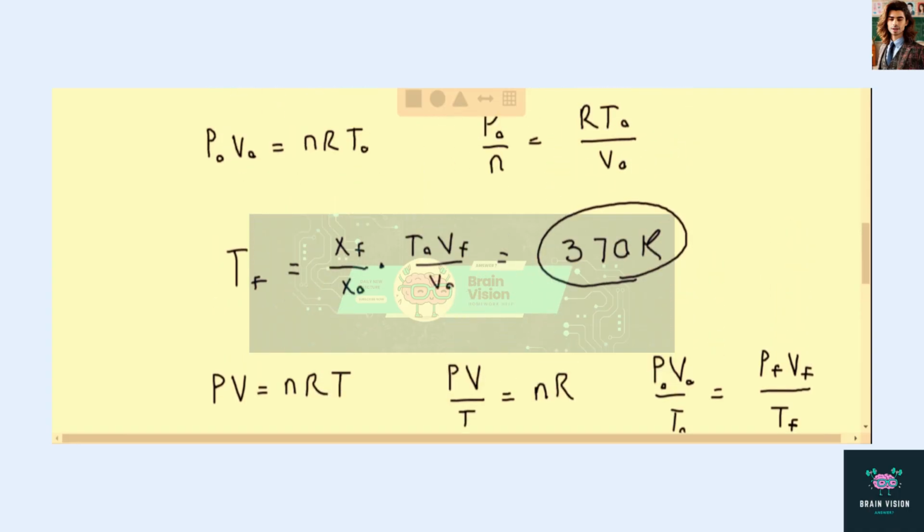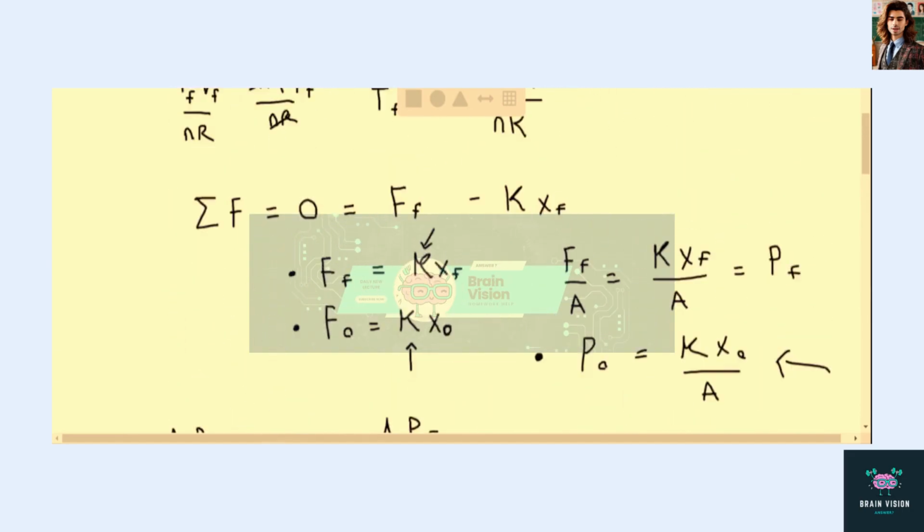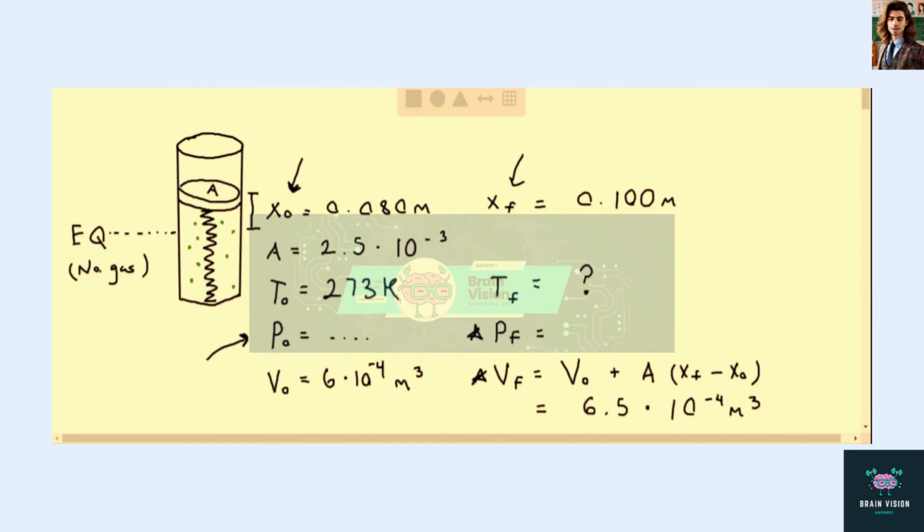But there you have it. We determined the final temperature of this piston spring system after heating the system such that the displacement went from 0.08 meters to 0.1 meters.